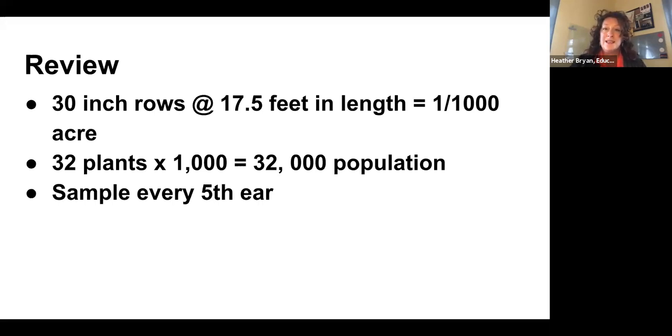So in this instance, he estimated that there were 32 plants in that 17.5 feet. So all we have to do is take those 32 plants and multiply that by 1,000 to get an overall acre population of 32,000 plants per acre. Whew. Then we're going to pull an ear about every 5 plants or so, and we can gather that data and get an average of that data to make our yield prediction. So let's see what happens next.